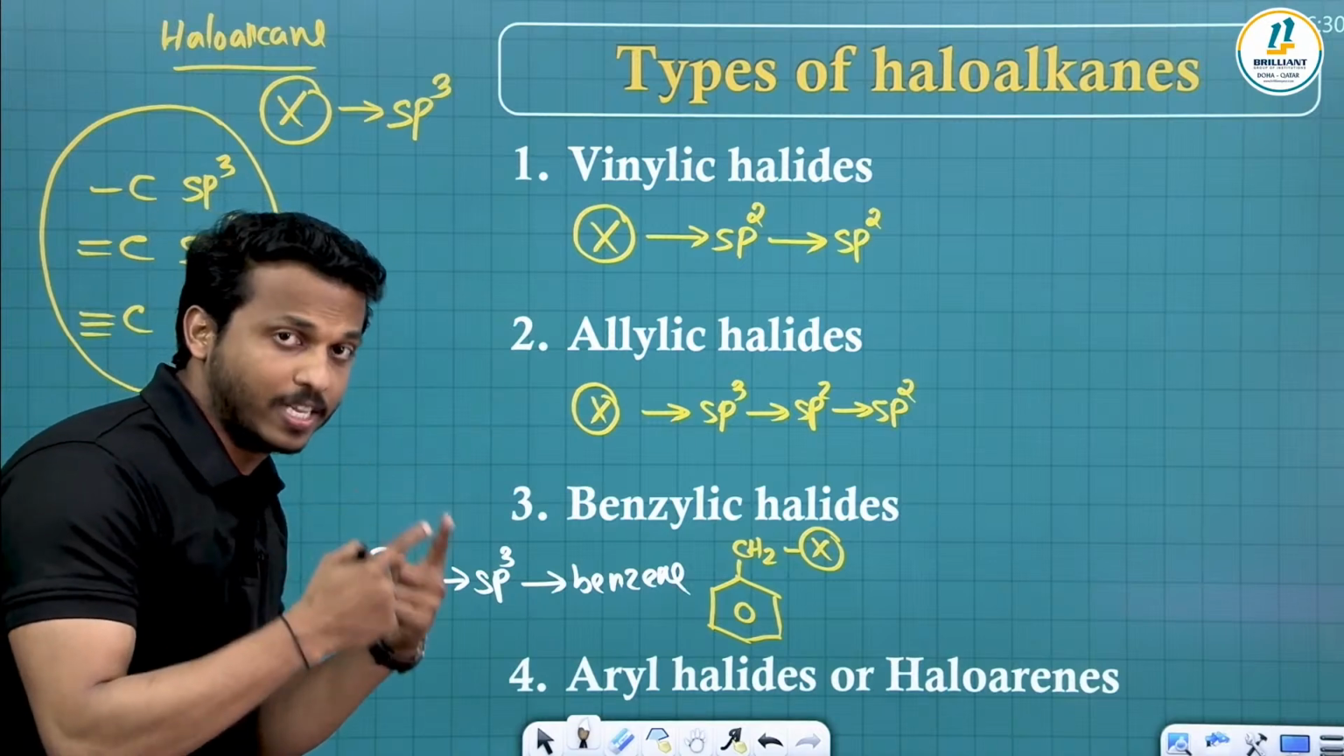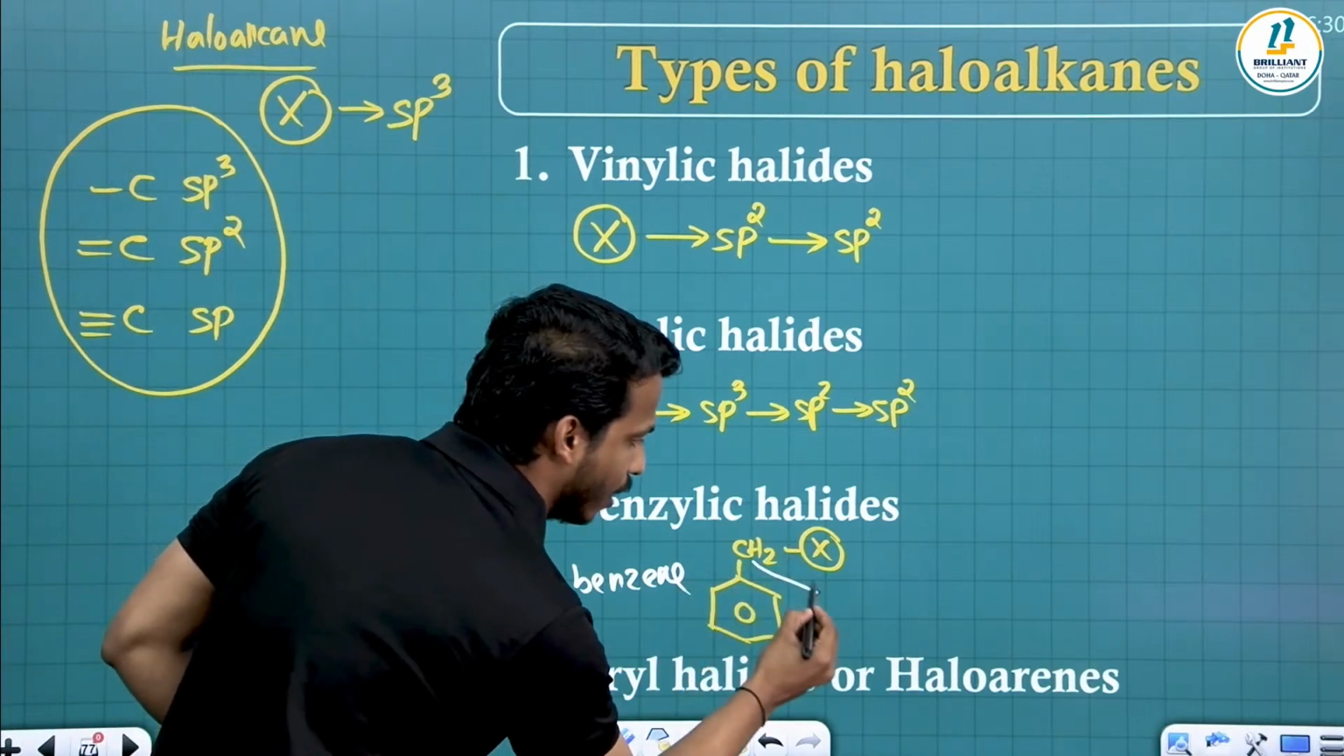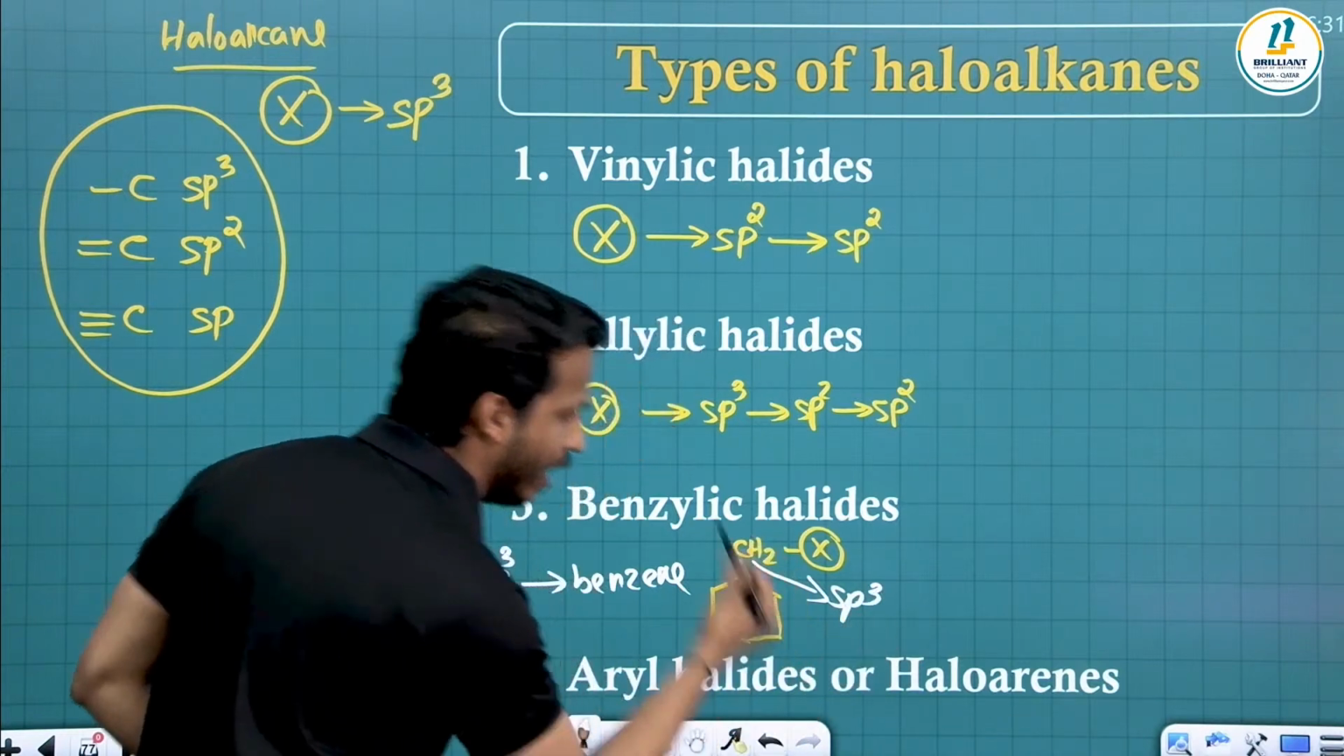Halogen connected carbon sp3, then it's connected to benzene. See all of you, halogen connected. What is this carbon hybridization? Full single bond sp3, see then a benzene ring.